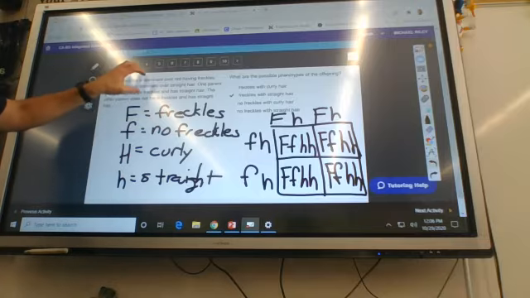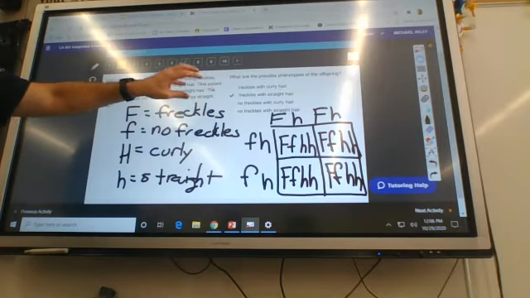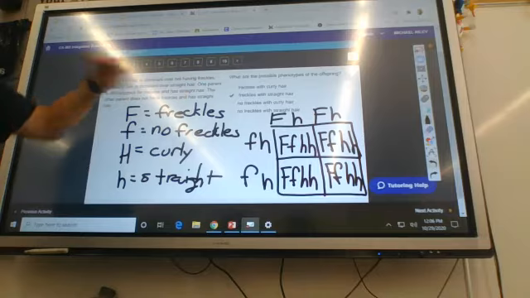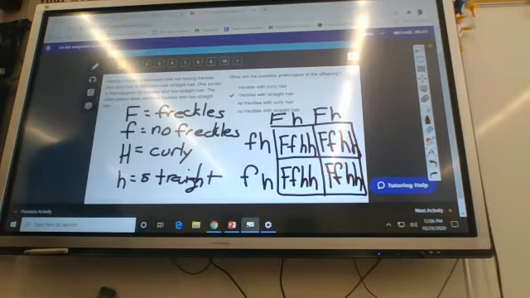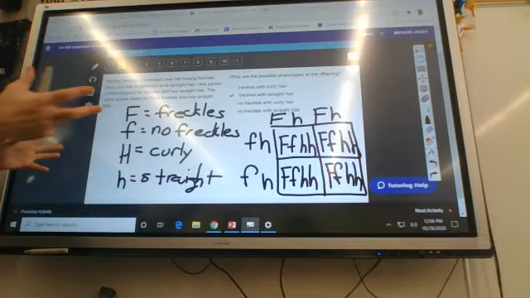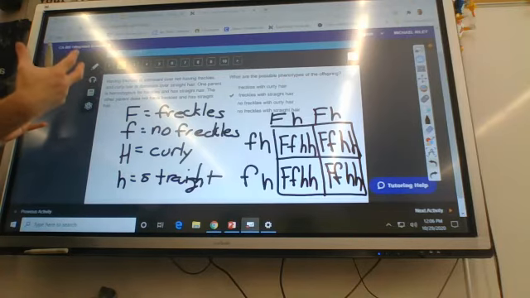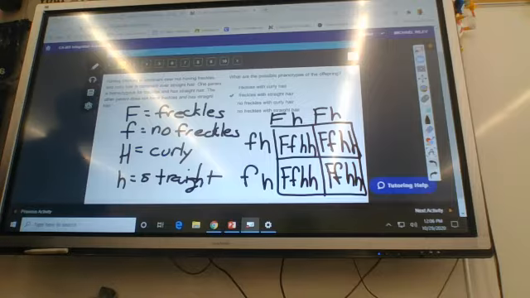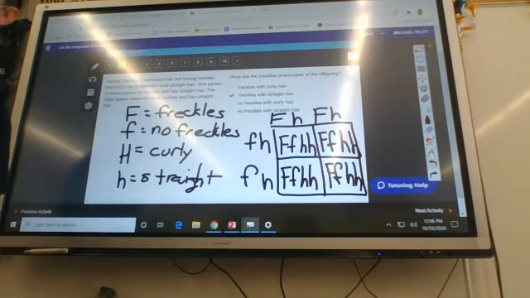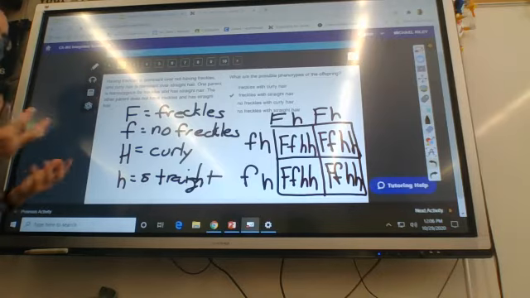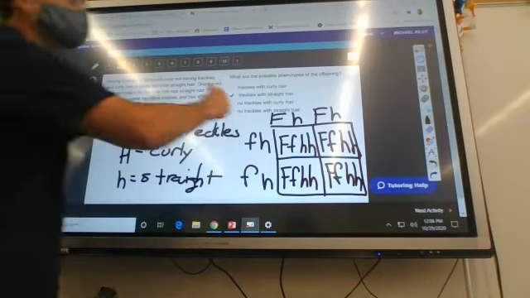Just reading this and trying to answer the question is practically impossible. Even for me, I've been teaching this stuff for like 20 years, I still write a Punnett square. Why do I do a Punnett square? Anybody tell me why? Because I want to get the answer right. You have to work for it. Okay, so that's that one.